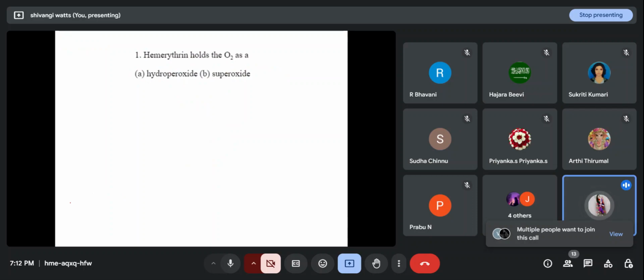Okay, so the first question is: hemerythrin holds the oxygen as, option A, hydroperoxide, and option B, superoxide. So first of all, you have to tell me the active site of hemerythrin, which metal is present in hemerythrin. Iron, ma'am. So iron in hemerythrin binds to the oxygen in which form? Hydroperoxide or superoxide?